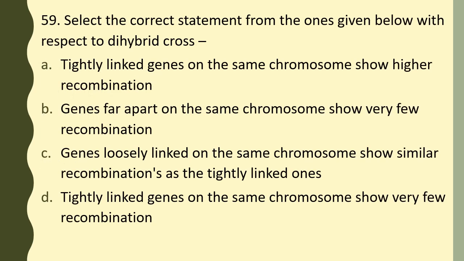Question number 59. Select the correct statement from one given below with respect to a dihybrid cross. Tightly linked genes on the same chromosome show higher recombination. Genes far apart on same chromosome show very few recombination. Genes loosely linked on same chromosome show similar recombination as the tightly linked ones. The tightly linked on the same chromosome show very few recombination. Correct answer is option D. Tightly linked genes on same chromosome show very few recombination.